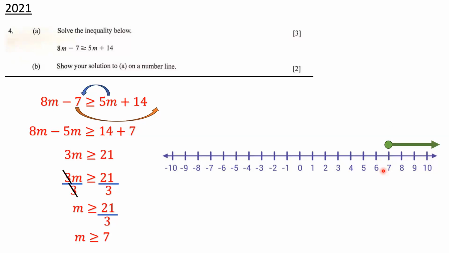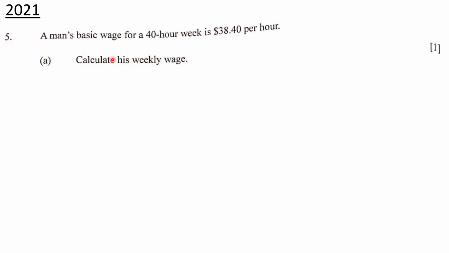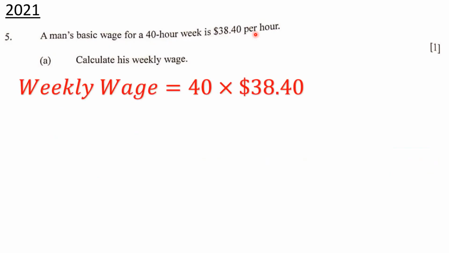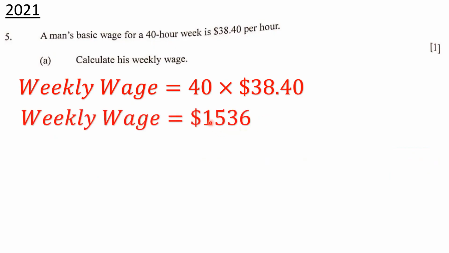Now let's move over to the next question. Here we have question number 5. It says a man's basic wage for a 40-hour work week is $38.40 per hour. Calculate his weekly wage. So if we want to figure his weekly wage, we need to multiply the number of hours that he worked by how much he gets paid per hour. And so it's going to be 40 multiplied by 38.40, which is definitely going to be 1,536. That's going to be his weekly wage, 1,536.